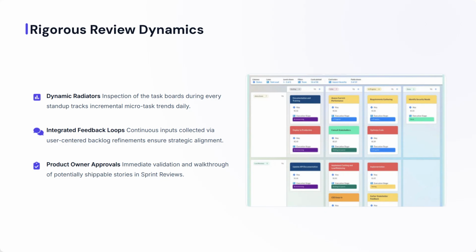Every single day, team members inspect the Scrum board to spot delays. During backlog refinement and planning, we collect stakeholder feedback to inspect if our requirements match their evolving needs. And most importantly, during the sprint review, the product owner and customer inspect the working deliverables to approve them. By inspecting so frequently, we ensure we never build the wrong things for more than a single sprint.